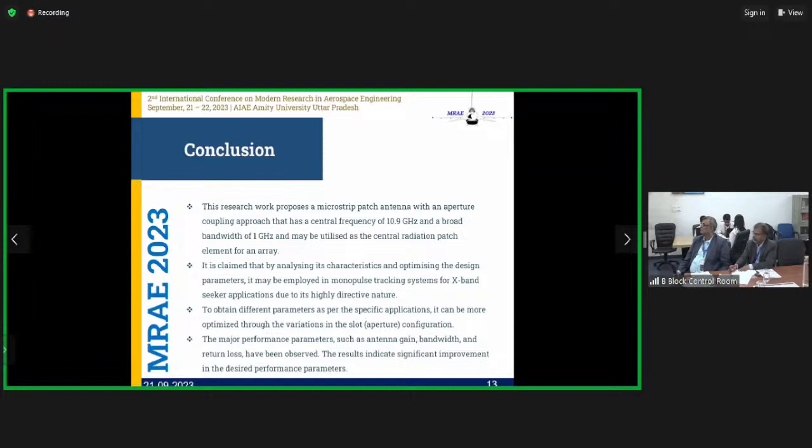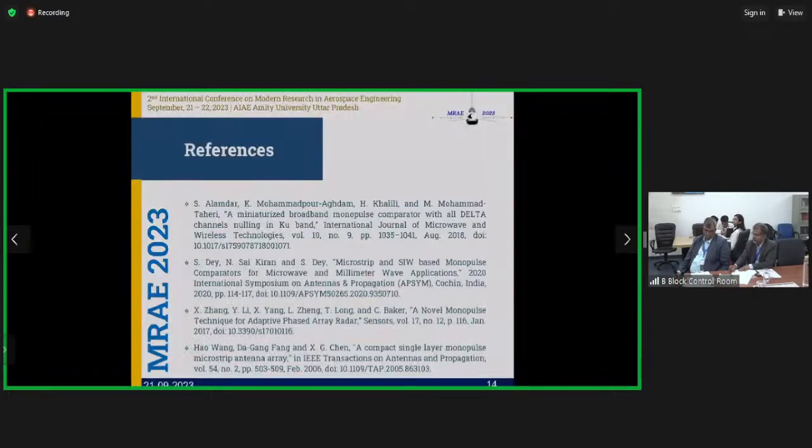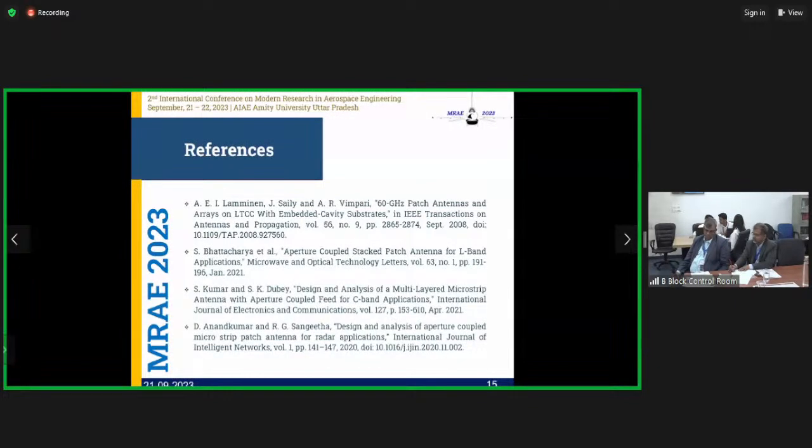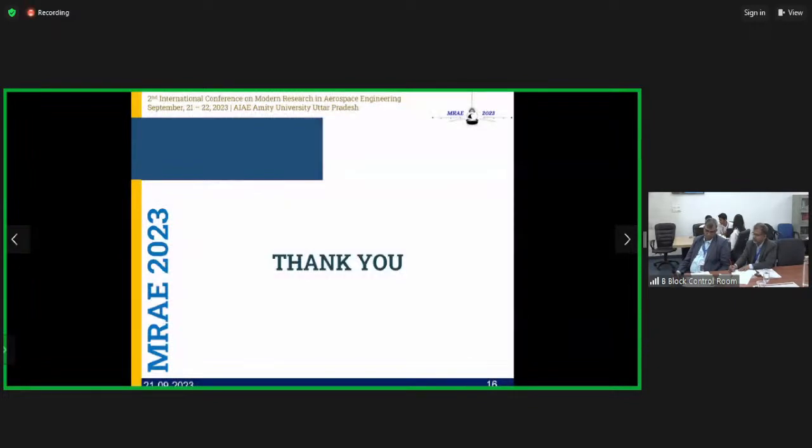To obtain different parameters as per the specific application, it can be further optimized through variations in the slot which is made on the ground plane. The major performance parameters such as antenna gain, bandwidth, and return loss have been observed. So these are my references. Thank you.